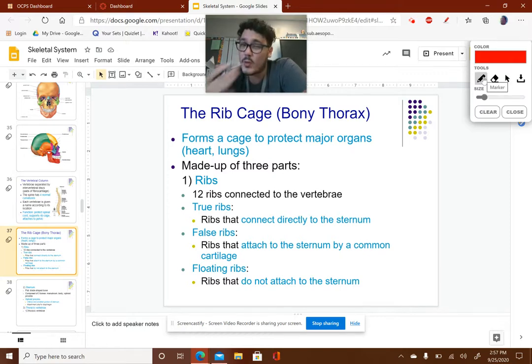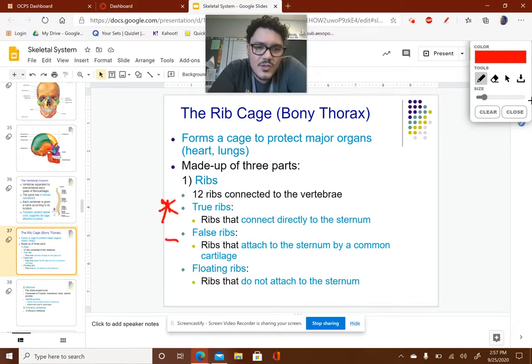First off, there are 24 total ribs, 12 on each side, right? The parts of the ribs that we need to know, we have 3 distinct categories: true, false, and floating. True ribs are the ones closer to your pectoral muscles. They're closer towards the top parts of your body, so they're going to be the ones that are directly connected to the sternum. Those are ones that are typically tougher to break.